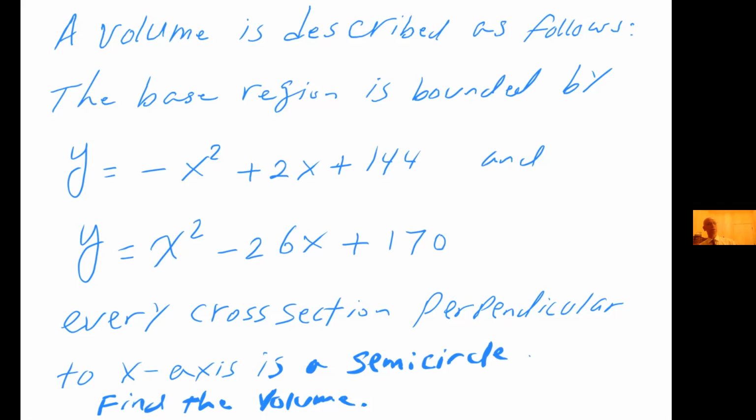Okay, so let's see, what is it that we have? We do have two parabolas. The first one is going downward, opening down. The second one is opening up. So they would have some region, something like this, some area that's bounded by those two parabolas.